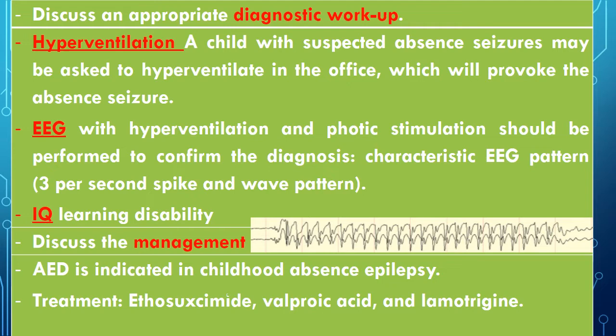The management of children with childhood absence epilepsy is at least 2 years of long-term antiepileptic medication. Ethosuximide, valproic acid, and lamotrigine are the drugs of first choice in these children.